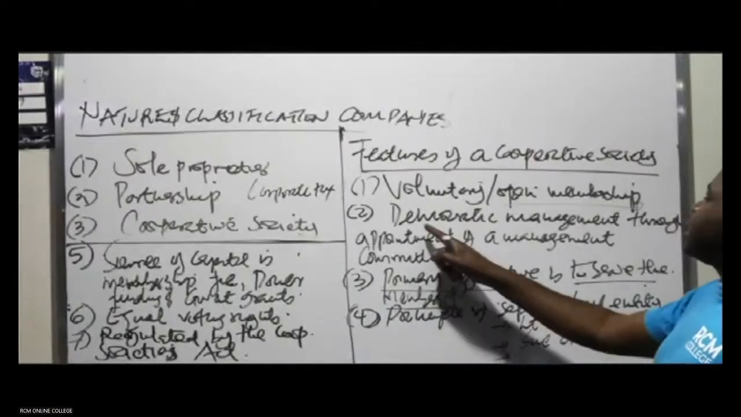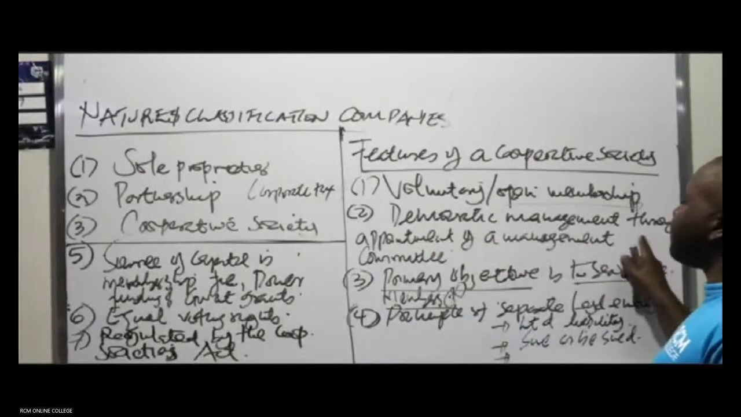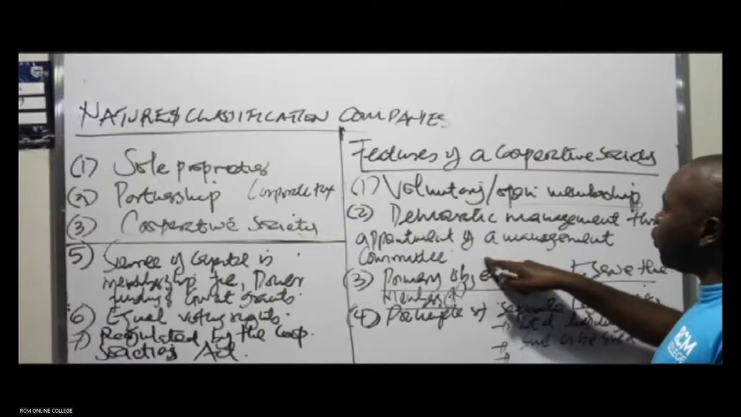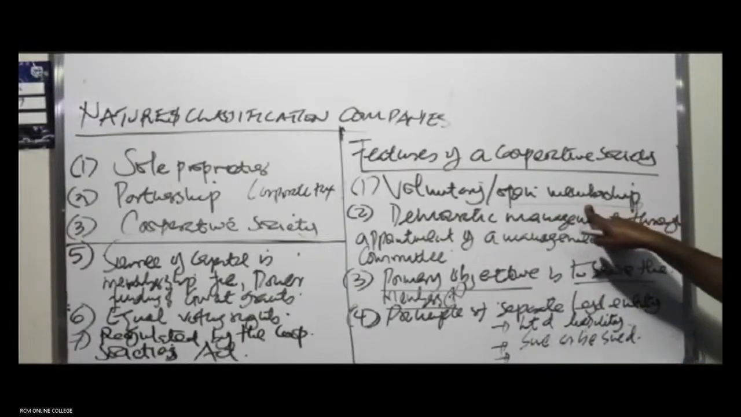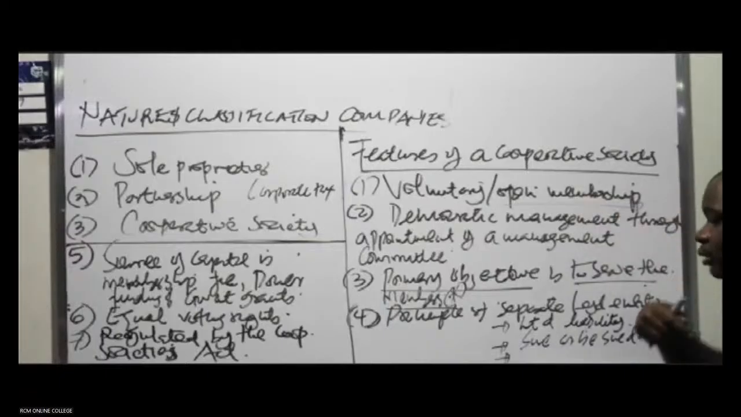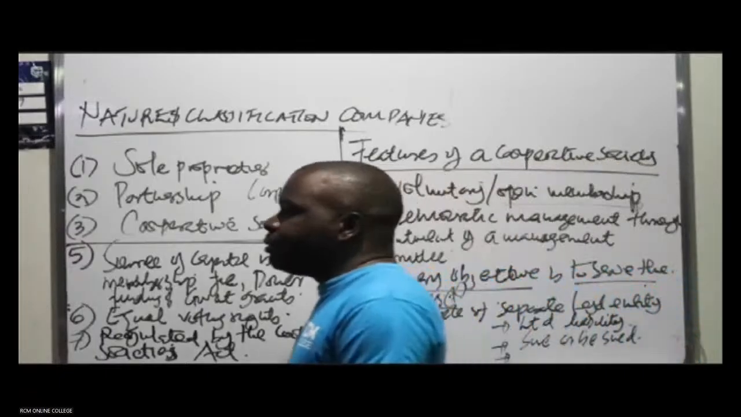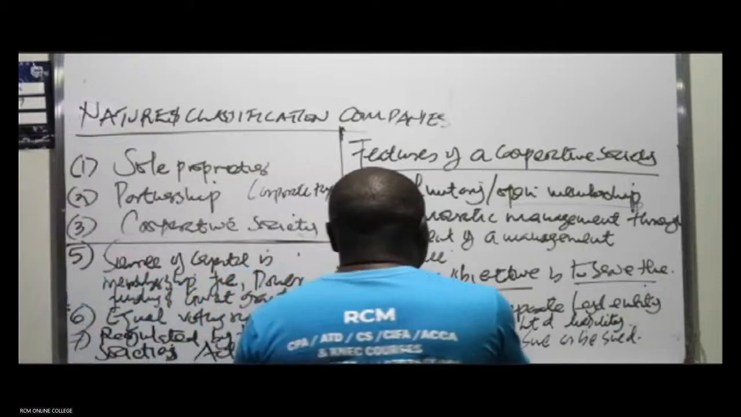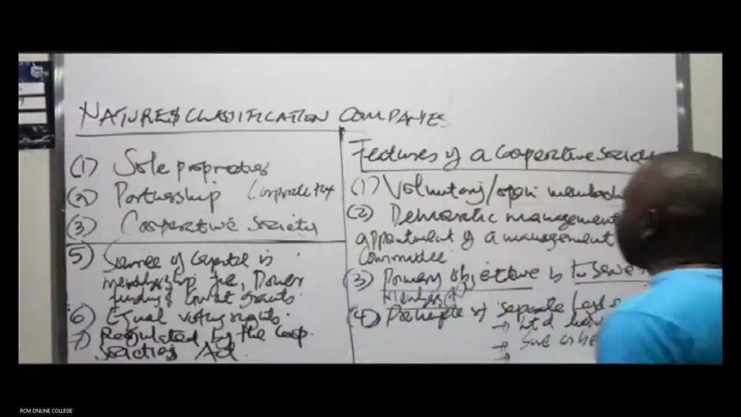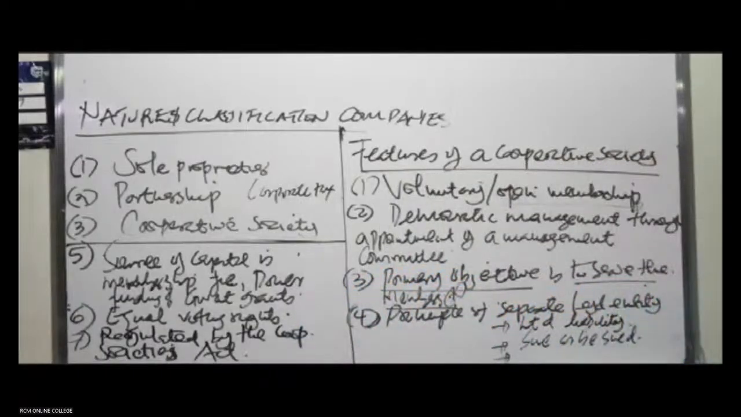Then there's democratic management, through appointment of a management committee. The members of that cooperative society choose among themselves who will be their chairman, who will be the secretary, who will be the treasurer. They appoint a committee among themselves, which will manage the affairs of that cooperative society.